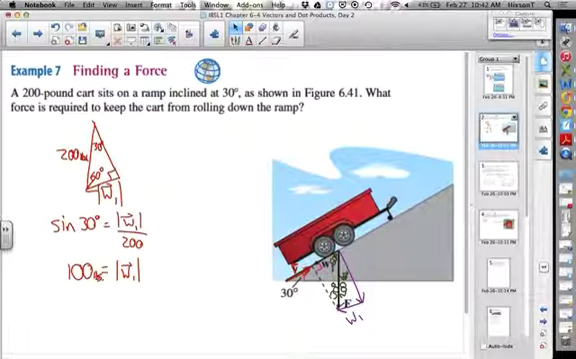Now, I personally like doing it this way. If you want to read the book and see what they're talking about with projections and all that, you're welcome to do that, but personally I like doing it this way better. And there's never going to be a situation we hit where you have to use projection.